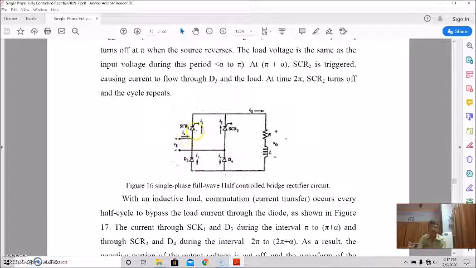We have two thyristors which we can control, and these are the two diodes. Basically, the fully controlled bridge rectifier circuit has been modified: thyristors 3 and 4 are replaced by two diodes, diode 3 and diode 4. So remember this circuit very well. This is the load, these are the two thyristors and these are the two diodes. That's why it is a semi-controlled bridge rectifier circuit.